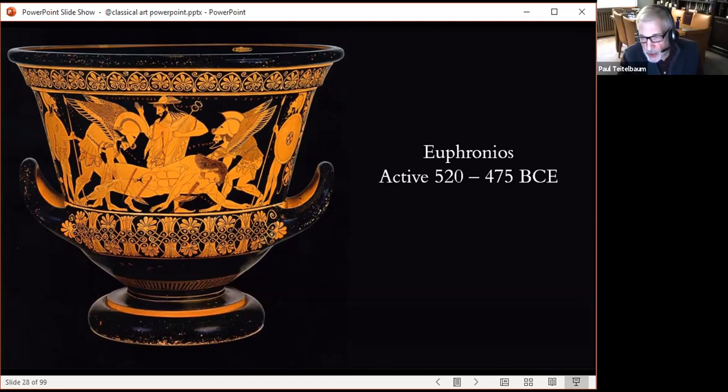And then they would add additional colors. So where you see a brown color or a white color, that's additional paint. And the paint that you see in black figure is also additional paint, usually put on before firing, but not always. Okay, thanks. So on to the early masters of black figure.